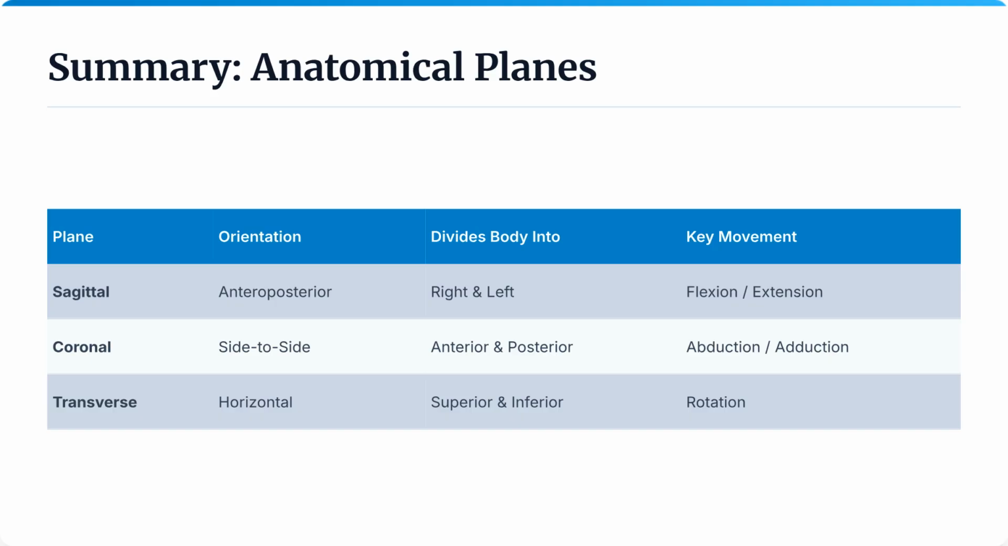To summarize the anatomical planes, sagittal is antero-posterior and divides into right and left, allowing flexion and extension. Coronal is side to side and divides into anterior and posterior, allowing abduction and adduction. Transverse is horizontal and divides into superior and inferior, allowing rotation.